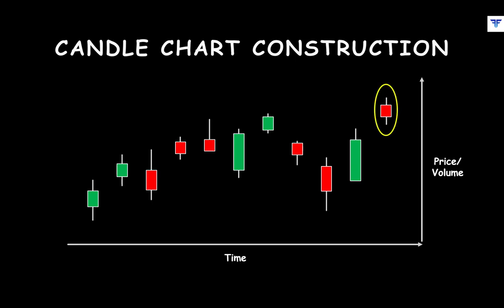Each candle within a candle chart shows the open, the high, the low, and the close for each of the chosen period. For example, if this were a monthly candle chart, each candle within this chart would show the open, the high, the low, and the close for each month. On the other hand, if this were a 1-minute candle chart, each candle within this chart would show the open, the high, the low, and the close for each 1-minute period, and so on.